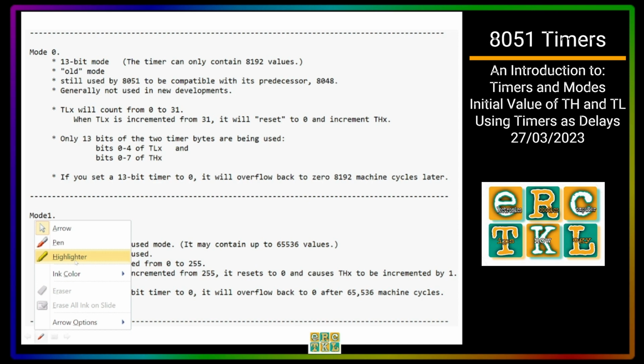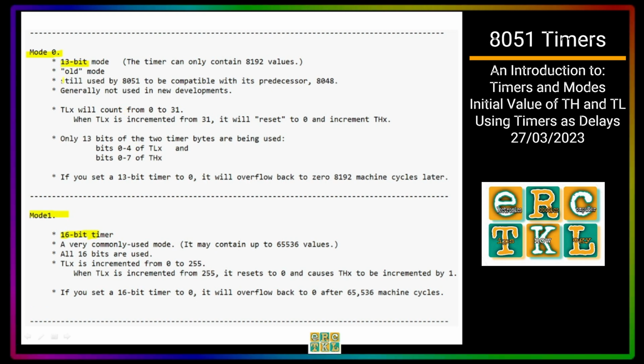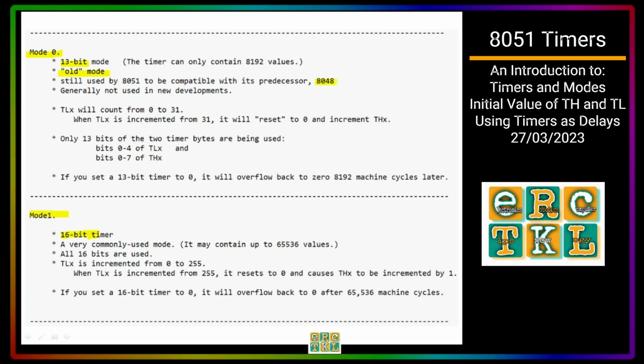So, when you say mode 0, what's the size? 13 bits. When you say mode 1, what's the size? 16 bits. Okay? And mode 0, this is the old mode that we are using. And it is because there's an older 8051, which is 8048, so that it will be compatible. Understand? For example, you have a new mobile phone.